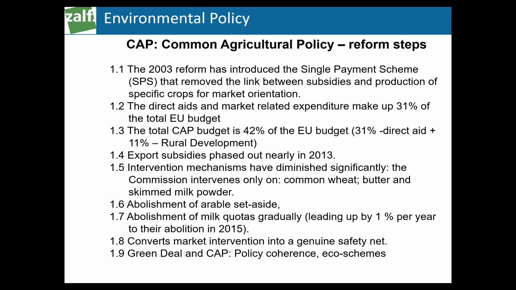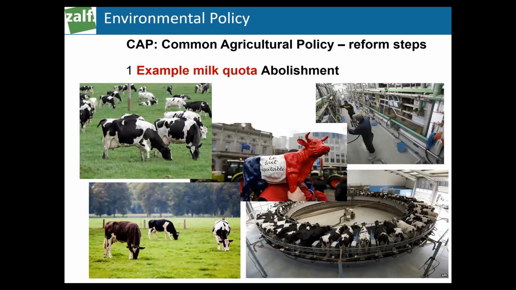And abolishment of milk quotas, it was introduced to limit the milk production because of surpluses, but of course there are negative welfare effects. And the conversion of market interventions into genuine safety nets. And we don't go into detail there. And the Green Deal is looking at the policy coherences and the eco schemes we will introduce.